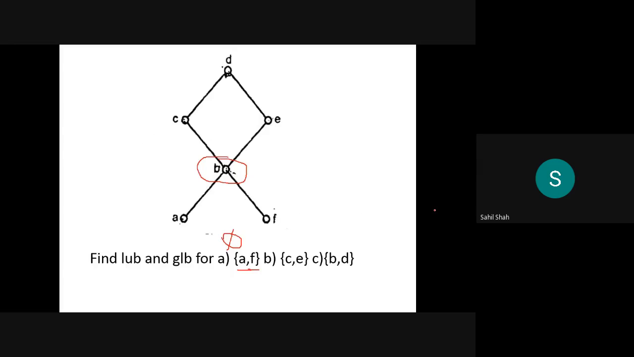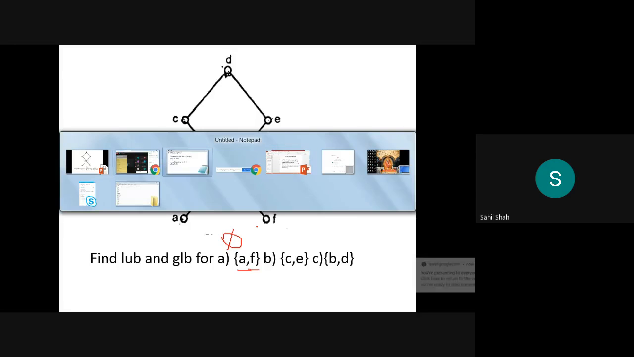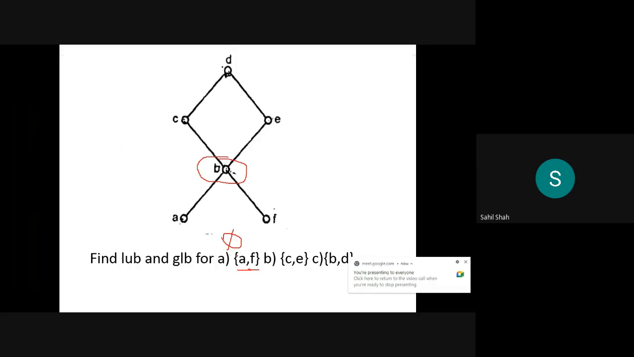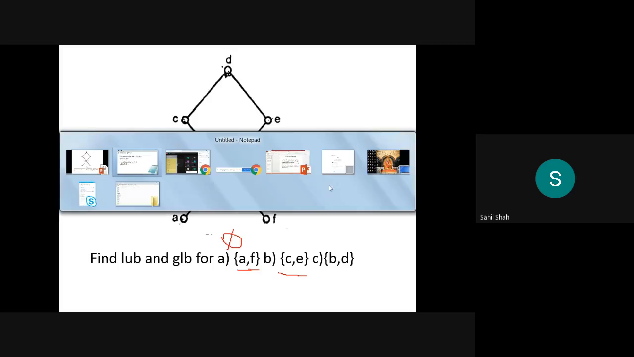Okay. So for the pair A comma F, I told you about this. You will have least upper bound as B and greatest lower bound will be Y. Can you tell me quickly what will be the least upper bound of pair C comma E and the greatest lower bound of pair C comma E? Already we have seen for A.